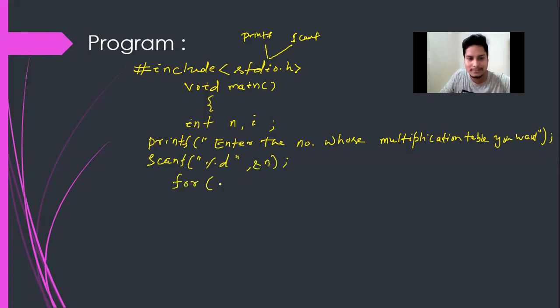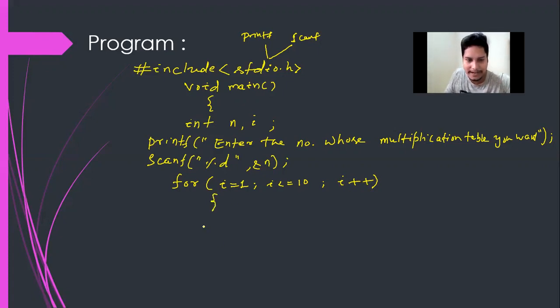So for i equal to 1, initialization, then i less than or equal to 10, semicolon, i plus plus. Okay, this is initialization, this is the test expression or condition, and this is the expression update.